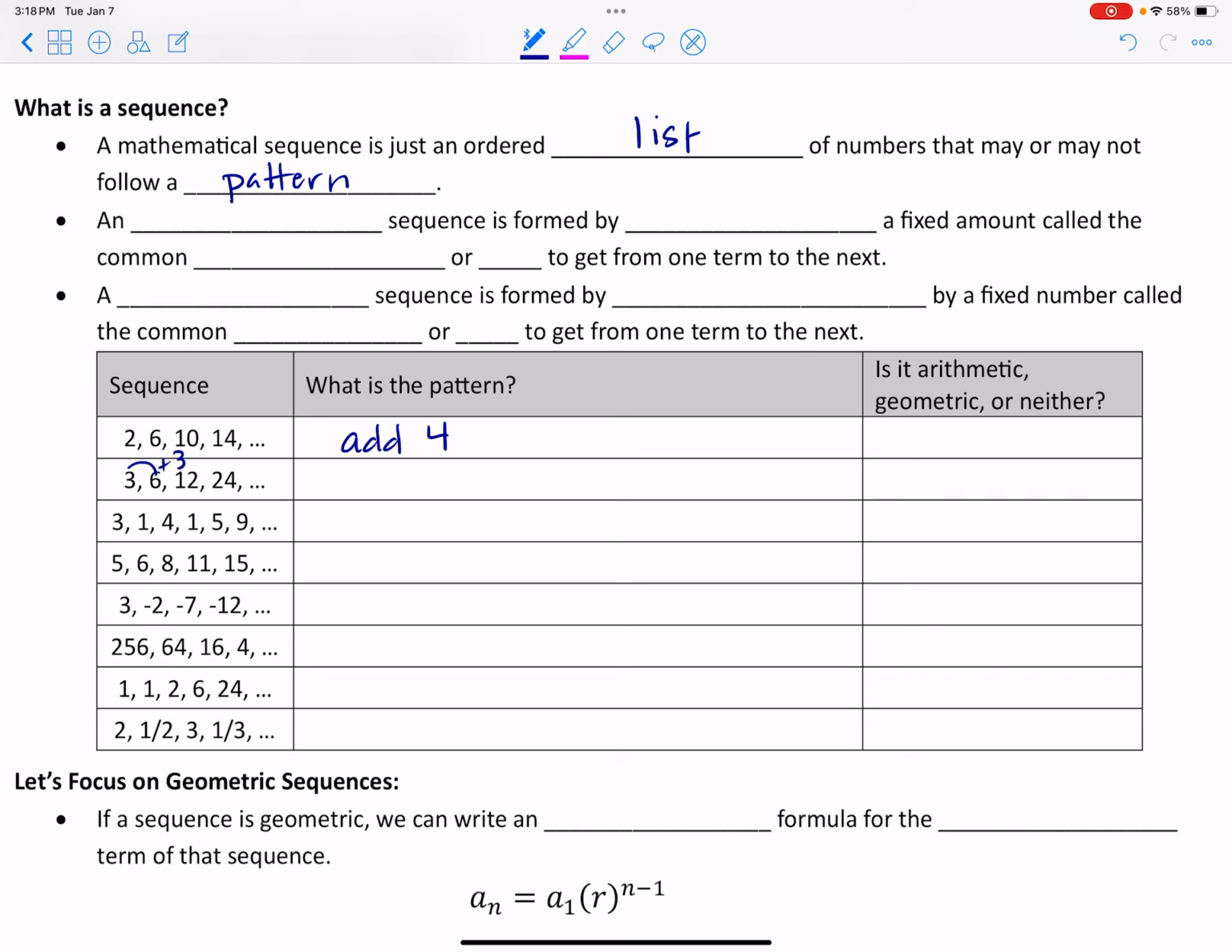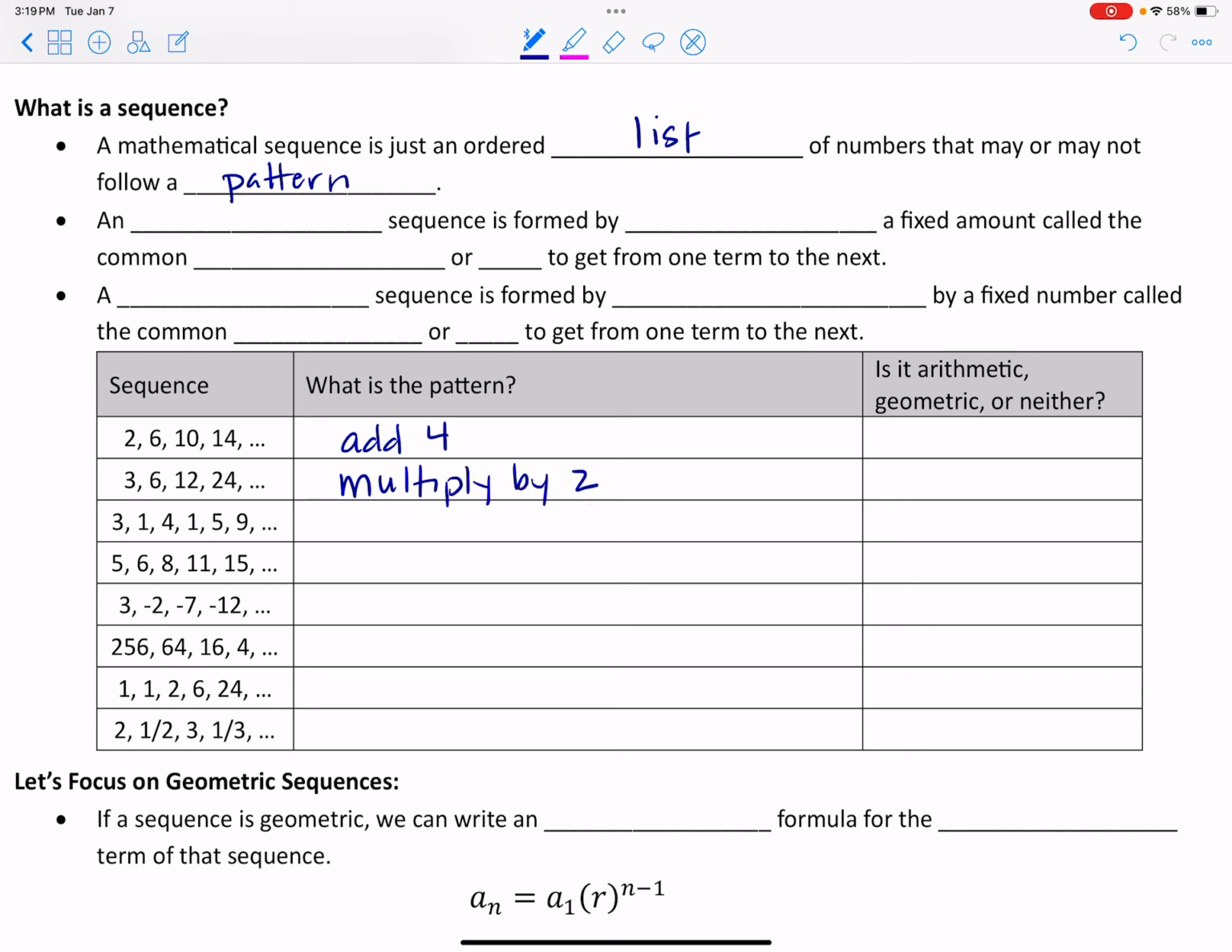but then to get from 6 to 12, adding 3 doesn't work, so I'm going to get rid of that option. Obviously not subtracting, because we're getting larger, so let me try multiplying. To go from 3 to 6, I could multiply by 2. 6 to 12, I could multiply by 2. 12 to 24, I could multiply by 2. And so that works. So I can see now in this second list, my pattern is to multiply by 2.